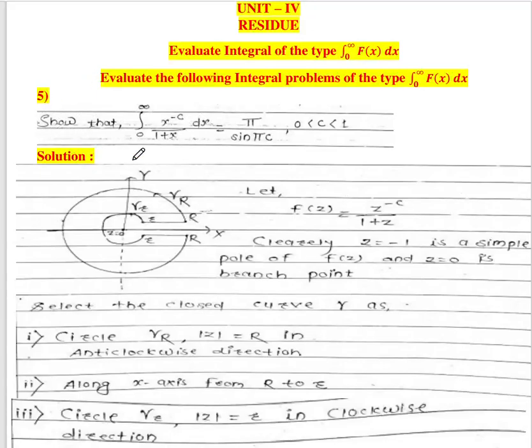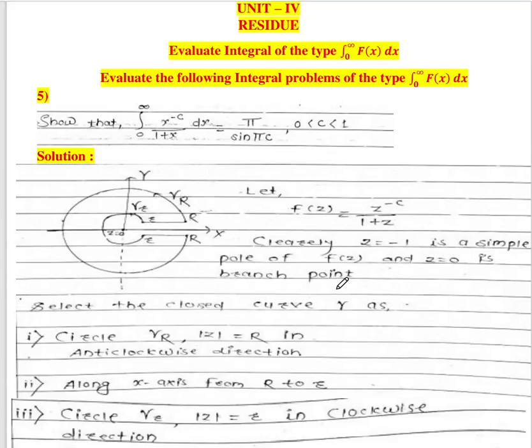Problem number 5 is: show that integral 0 to infinity x to the power minus c upon 1 plus x dx equals pi upon sine pi c, where c lies between 0 and 1. Now we will see the solution of this problem.